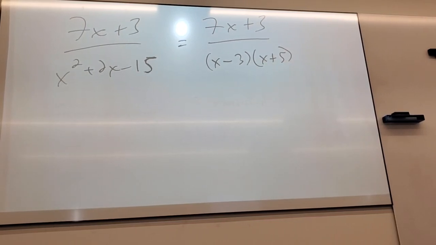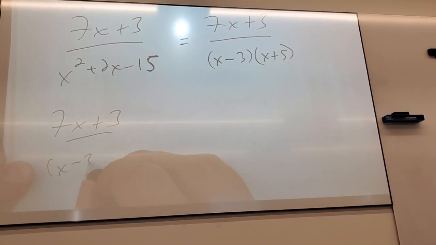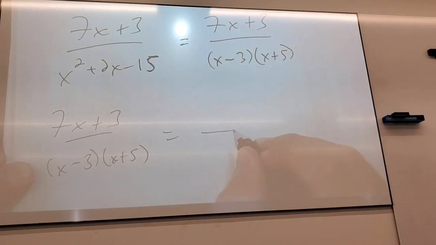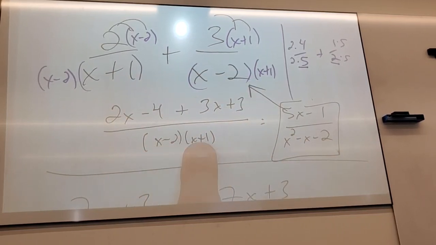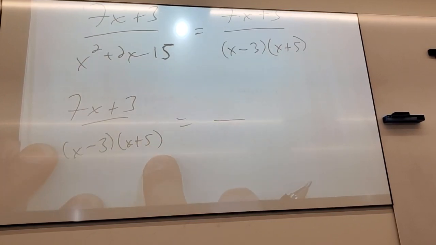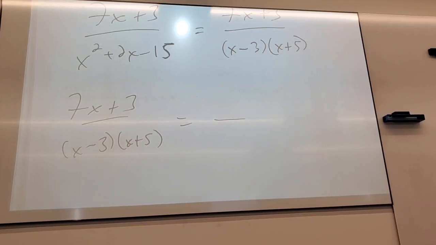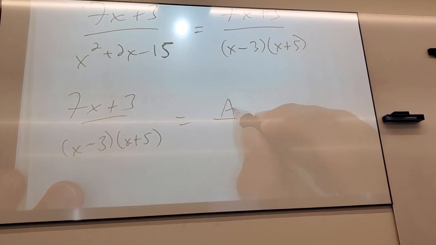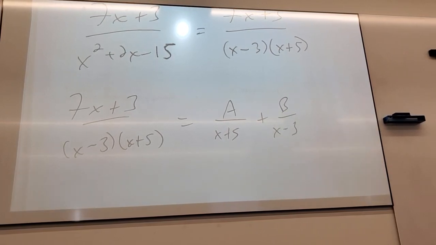So can somebody just tell me right now, I don't know what the answer is, but can somebody tell me what it would look like? What would the answer look like? So I know that these two fractions made this, which made this, yes? So what would the answer look like here? And again, I'm not asking for the answer. If you don't know a number, you can just say a number over something. So what would the answer look like? Something over x plus 5, plus something over x minus 3. Okay. Do you guys understand that?